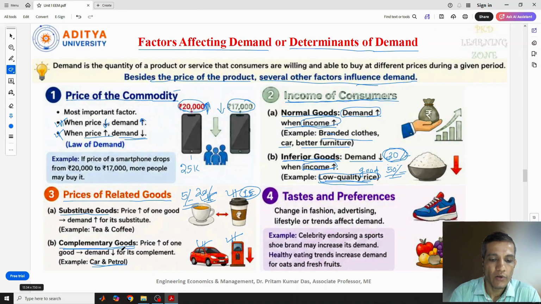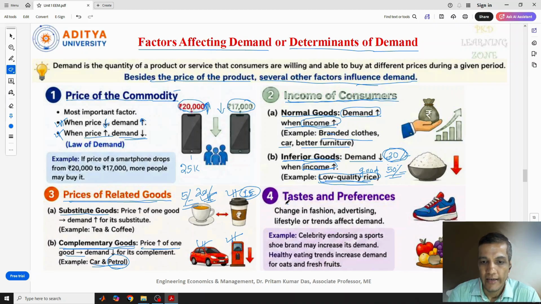If the price of the car is increased, then fewer cars may be sold. If fewer cars are sold, then the demand for petrol is going to decrease. That's why it is called price of the related goods. Both are related to each other.